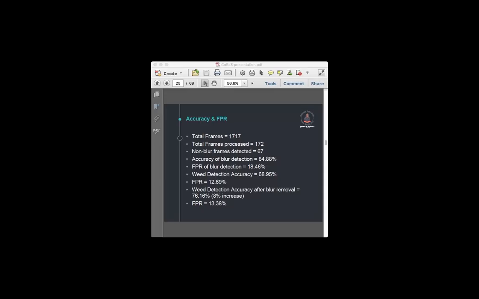Then we have weed detection accuracy, which is 95%. We have a false positive rate of the weed detection part, which is 12.7%. So we have a false positive rate of blur detection, which is 18.46%, and a false positive rate of the weed detection part, which is 12.69%. So the weed detection accuracy after blur removal increases to 76.16%, which is an 8% increase, with a false positive ratio of 13.38% after removal of blurred images. Next slide, please.